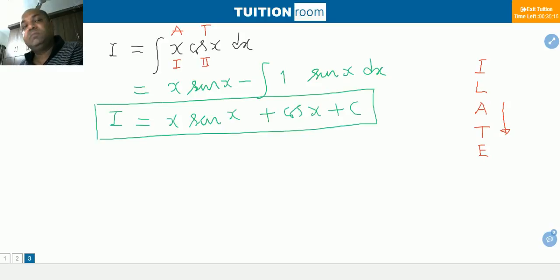This part needs practice. This integration by parts always needs practice. I will provide you some other problems in the DPP, the extra problems. These are more extra problems you can solve in your class. So guys, copy it. Then I will proceed to the next problem.